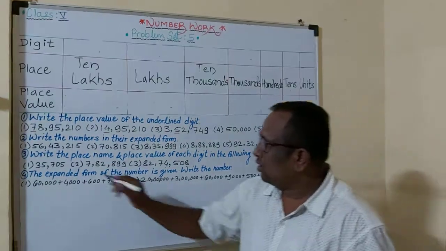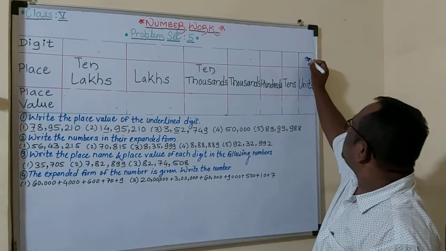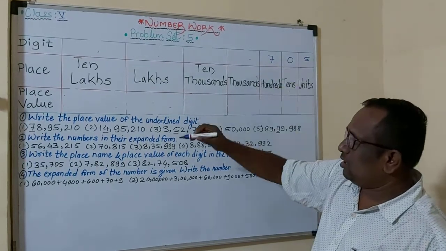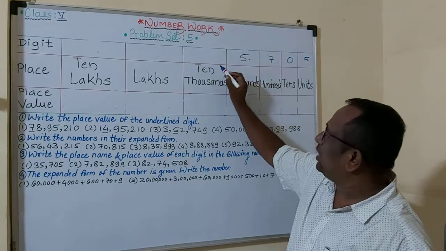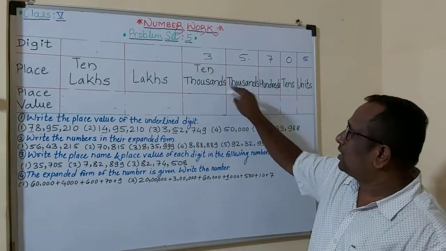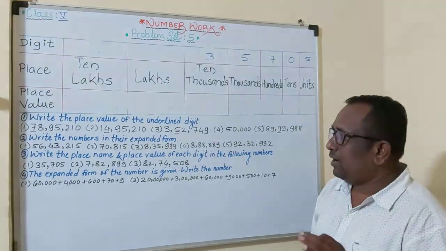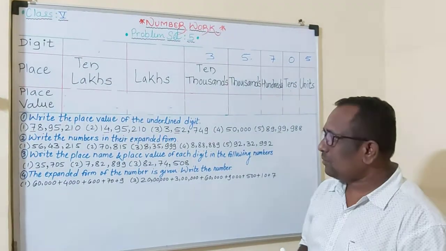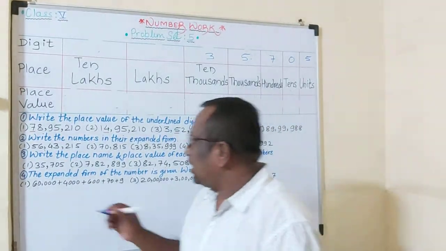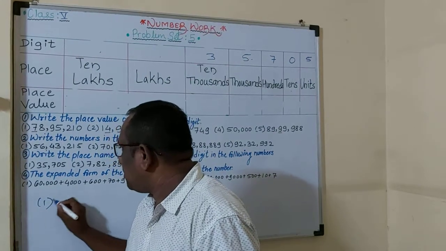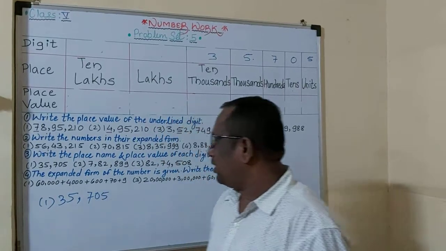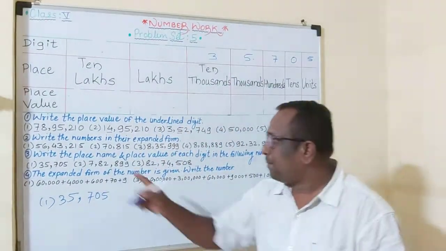Now 5 in the unit place, this 5 is first, then 0 in the 10s place, 7 in the 100s place, then 5, then 3. So we got the number 35,705. Now the place name and the place value. So how do you have to solve this? Look here. Now write the example number, 35,705.